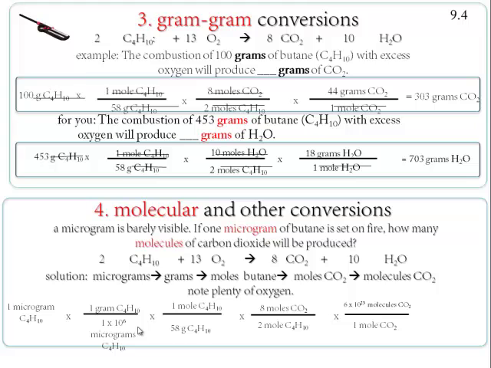Multiply all of that through with your scientific calculator and you should get, after canceling your units, 4.1 times 10 to the 16th molecules of carbon dioxide. If you got that right, congratulations. That's the hardest one in this series. And this is Screencast 9.4.